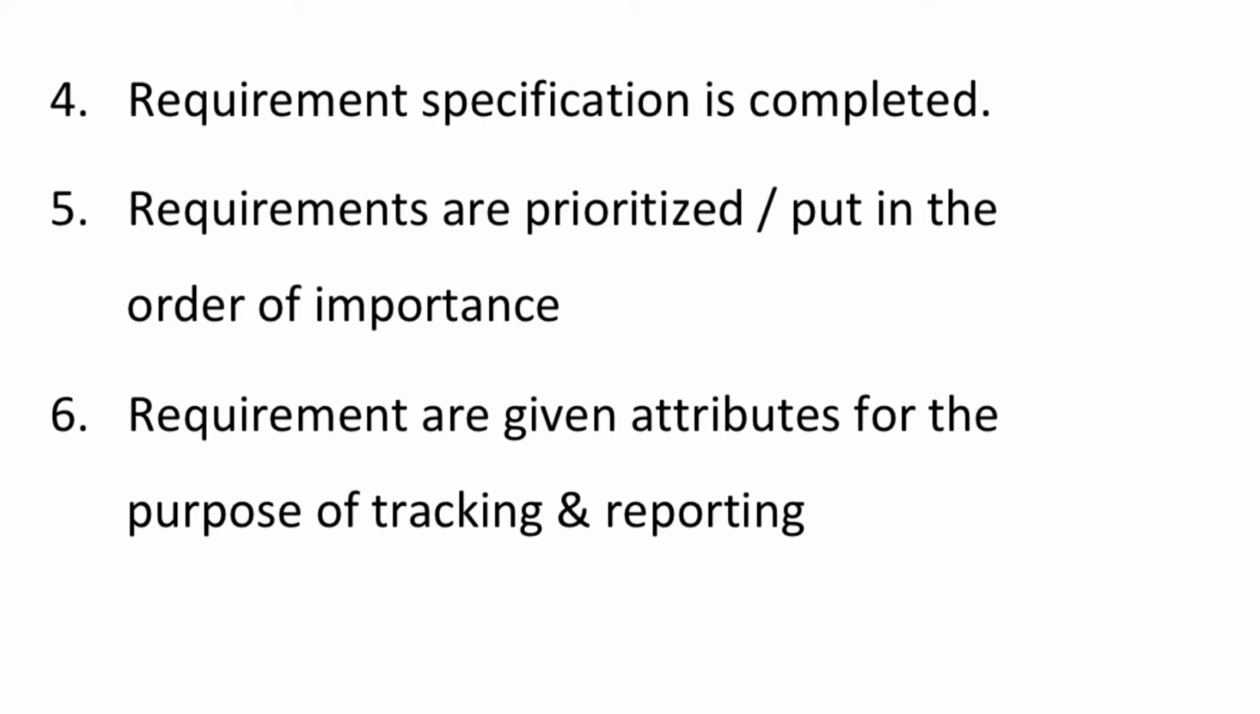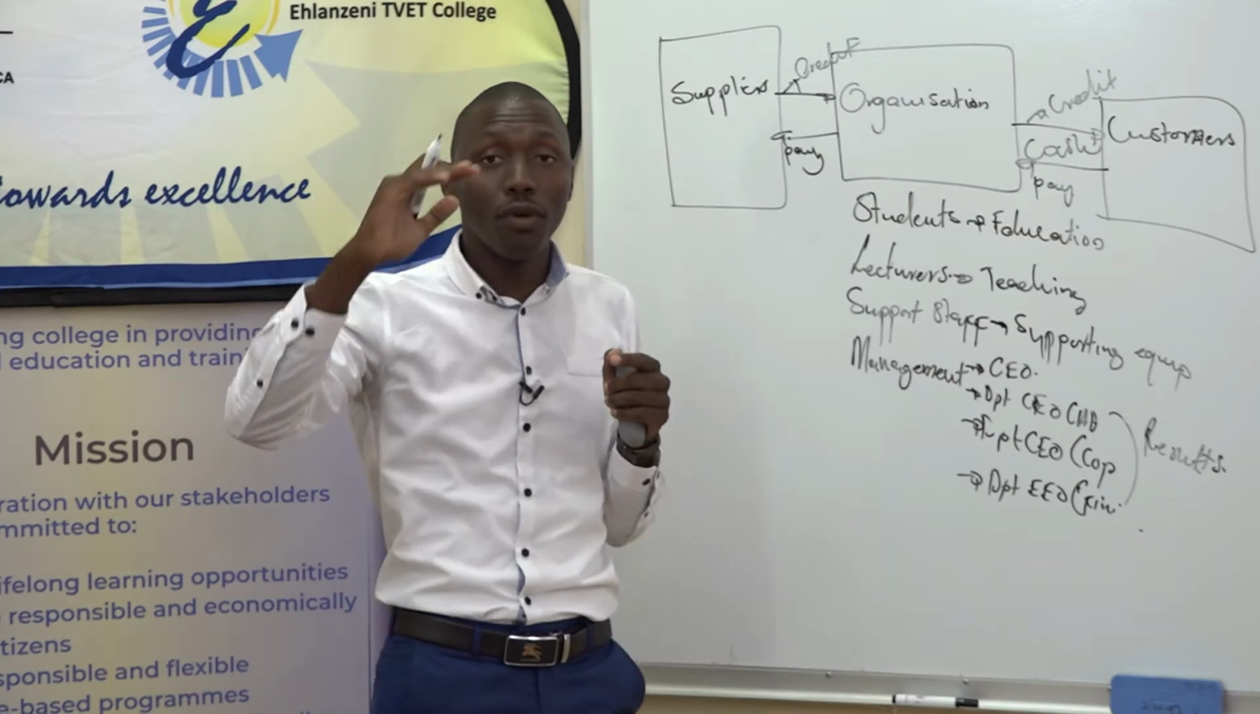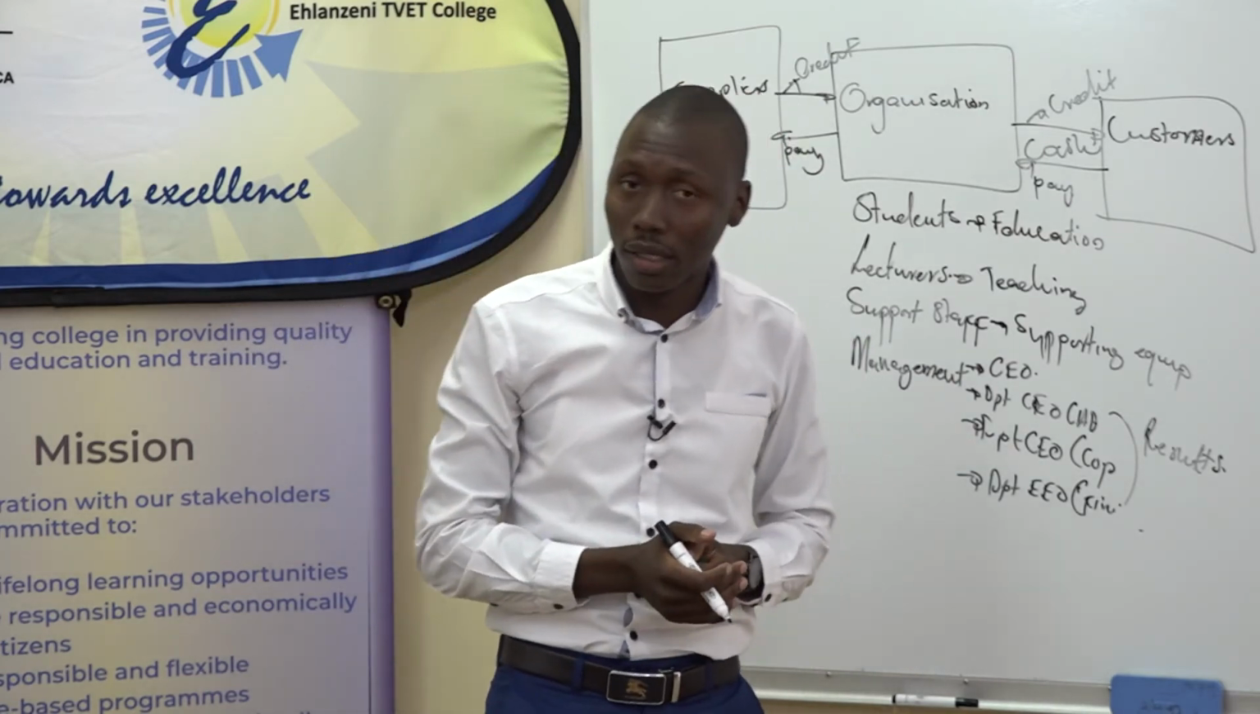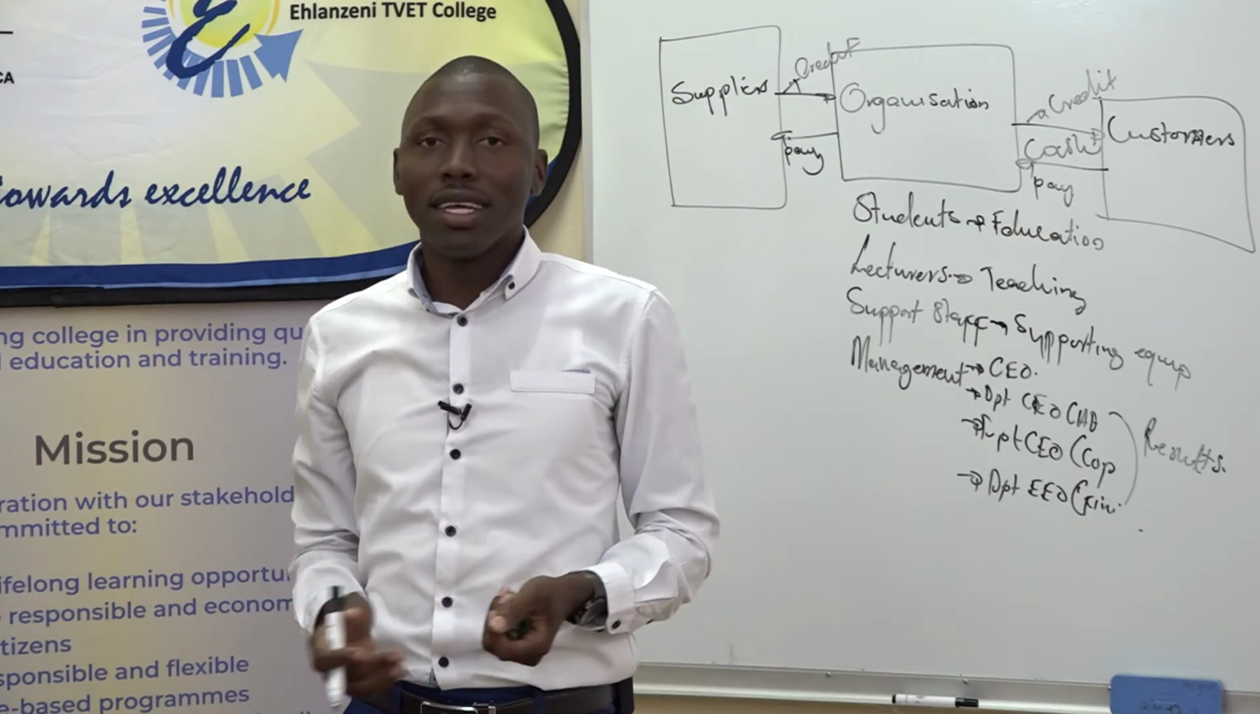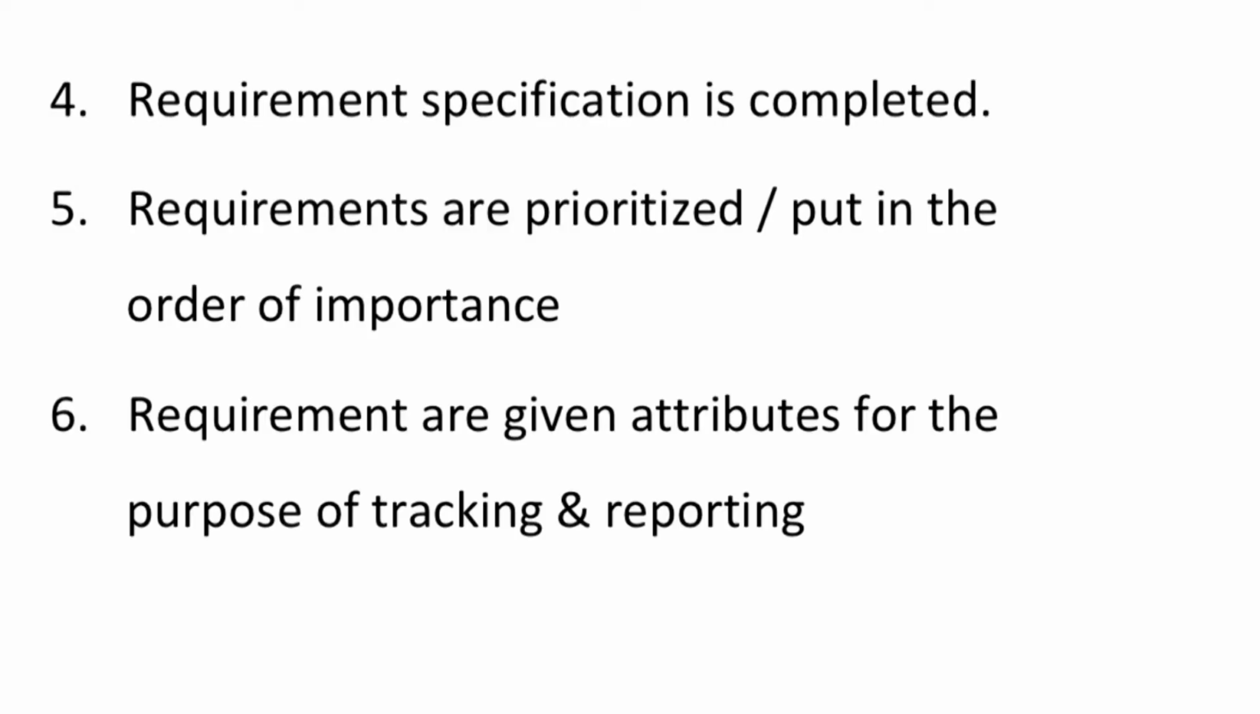After completing the specification, then requirements are prioritized, put in order of importance. Now, when we talk in terms of prioritizing, we are talking about putting things in order, which one we must start with first, then follow up until the last one. Then the last thing that we're gonna do is requirements are given attributes for the purpose of tracking and reporting.